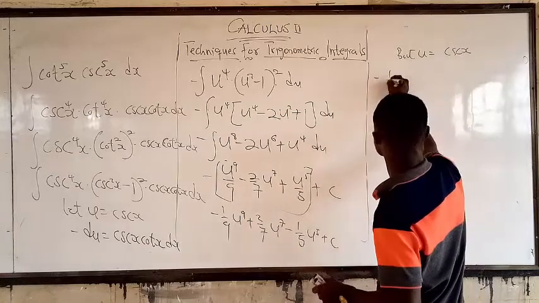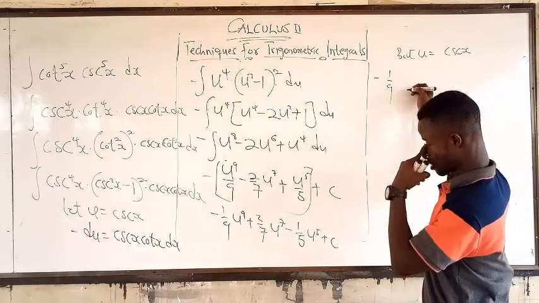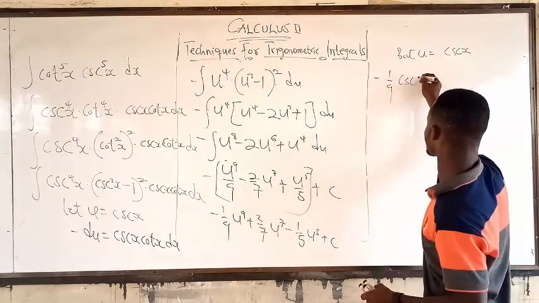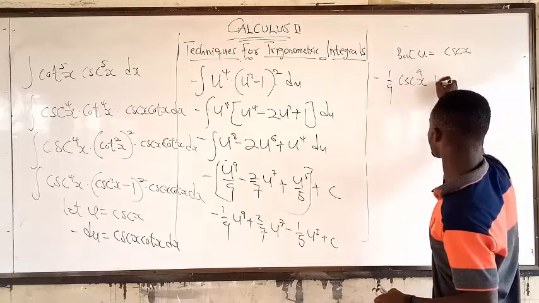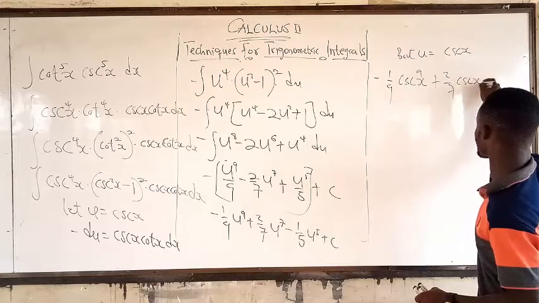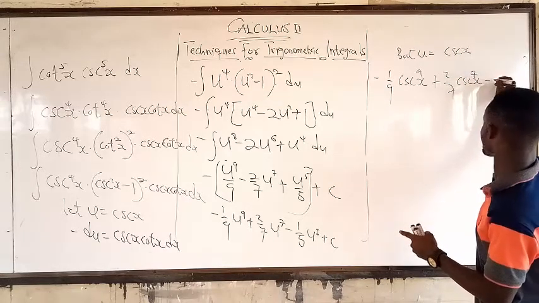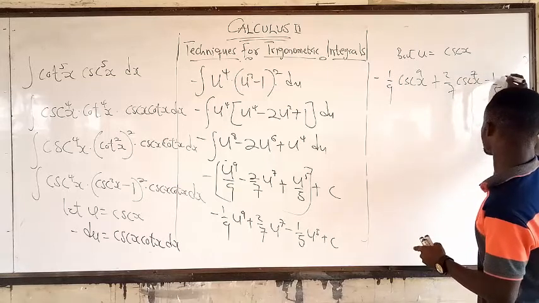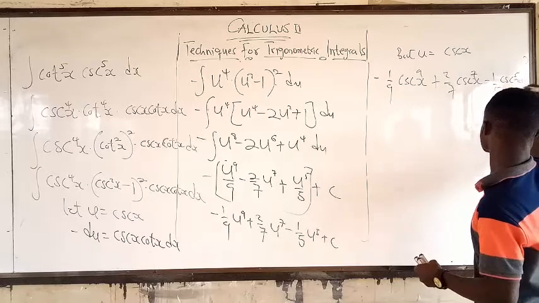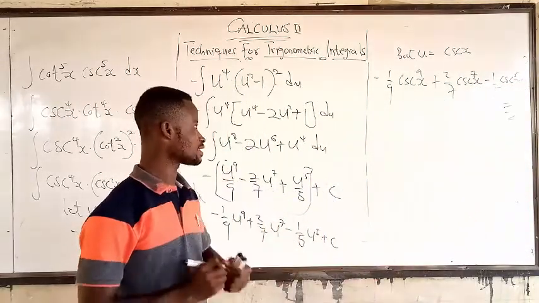So negative 1 over 9. We are doing substitution, so do the substitution. Then cosec x to the power 9 over 9 plus 2 over 7 cosec x to the power 7 minus 1 over 5 cosec to the power 5 x plus c. So that is the final answer for that.